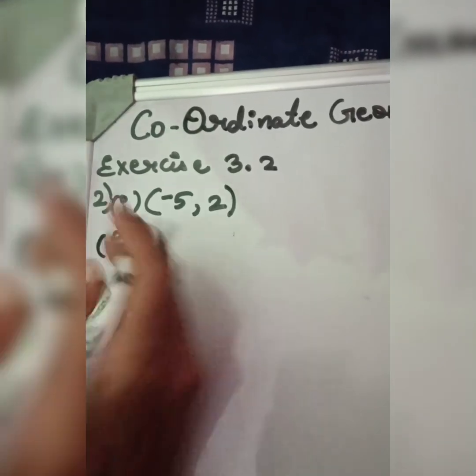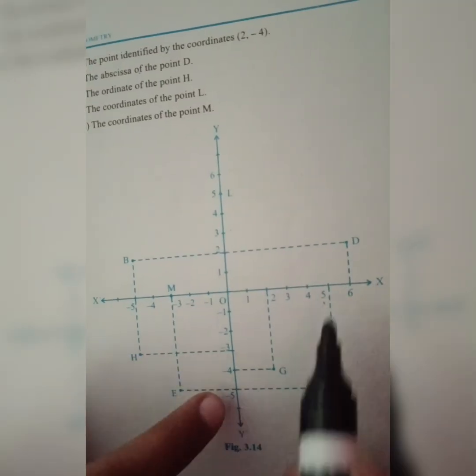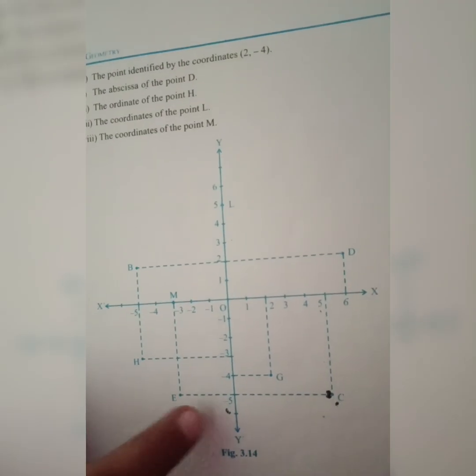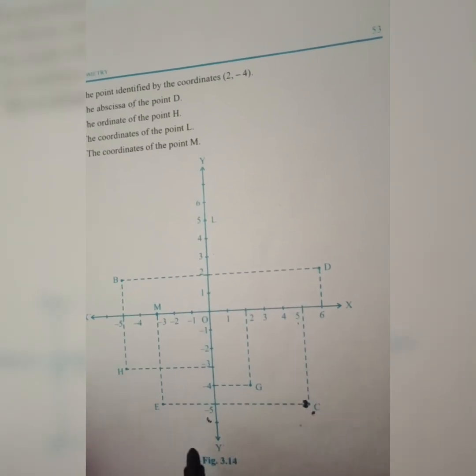Now the second question. Coordinate of C. On the x-axis it is 5 and on the y-axis it is -5. It means (5, -5) is the answer. The coordinate identified by the point C is (5, -5).